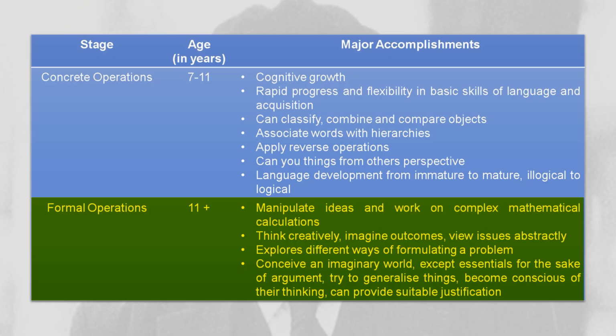Also, they can think creatively and imagine outcomes, and in this sense, they can view issues abstractly. We can explore different ways of formulating a problem. Some of the formal operational stage's key characteristics include learners' capability to observe several possibilities, designing a hypothetically possible system, which is well structured and followed by empirical verification. They can conceive an imaginary world, accept essentials for the sake of argument, try to generalize things, and become conscious of their thinking and provide a suitable justification for their proposition.